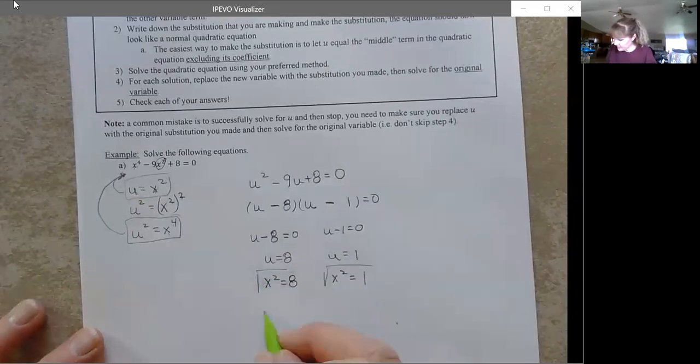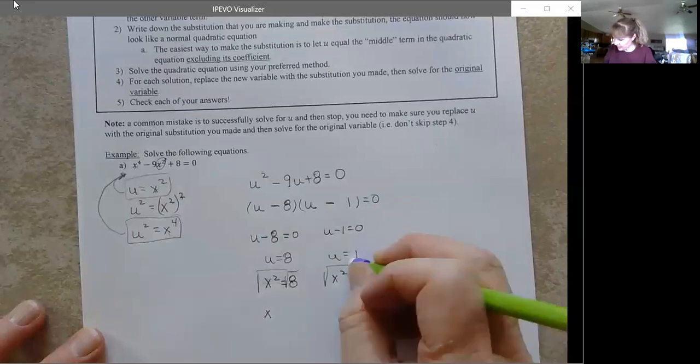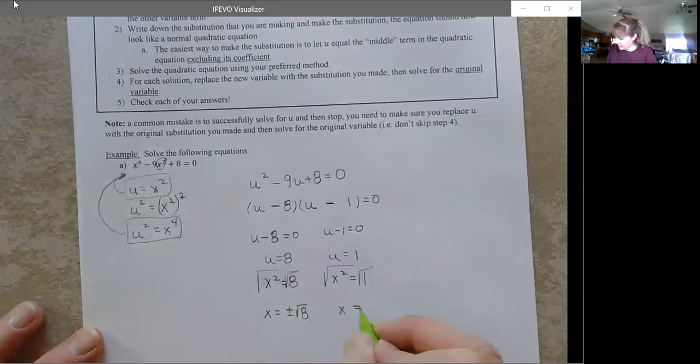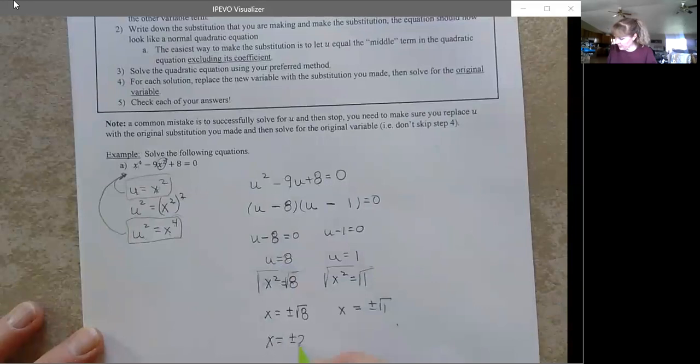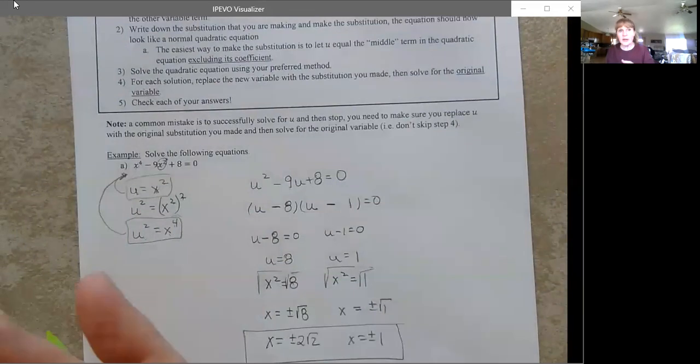So x, kind of made it a long one, but didn't really necessarily have to do that. Take the square root of both sides. x equals plus or minus the square root of 8. We're kind of where we were before. Plus or minus the square root of 1. 2 square roots of 2. And then I will leave the check up to you to put it back in. But you see, we ended up with the same answer, just with a different method.